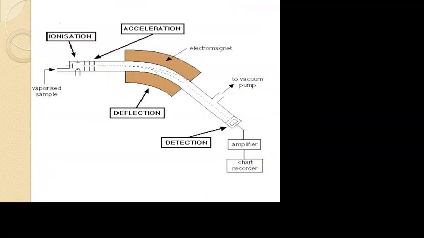Then this is a diagram of the mass spectrophotometer and how ions flow. You can see there are 4 steps. One is ionization, second is acceleration, third is deflection, and the fourth is detection. Here we have to pump a vaporized sample into this ionization chamber. In the ionization chamber, it will have a cathode and anode region. Then ionization will take place.